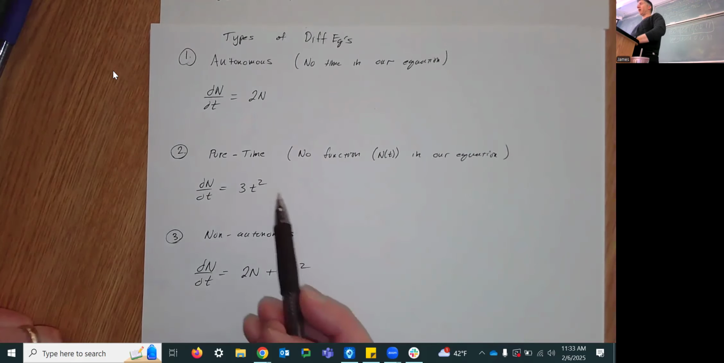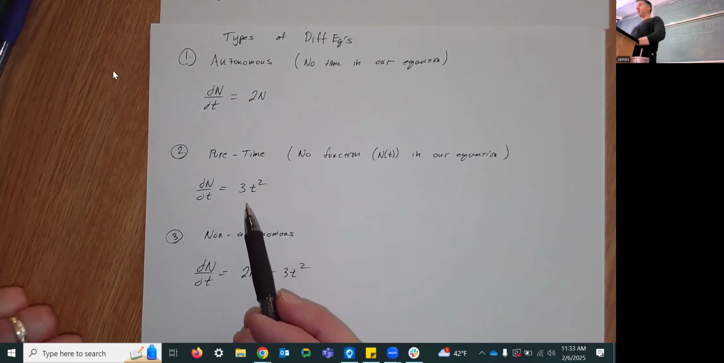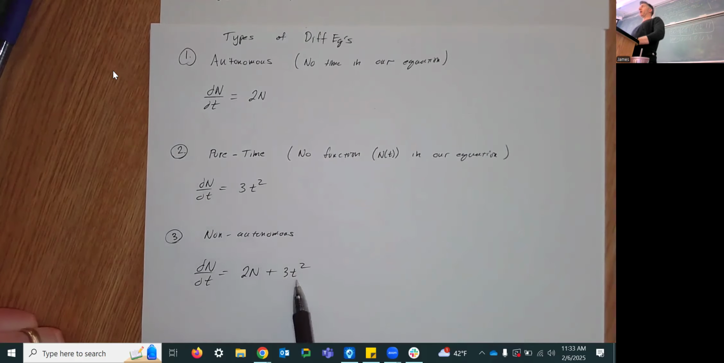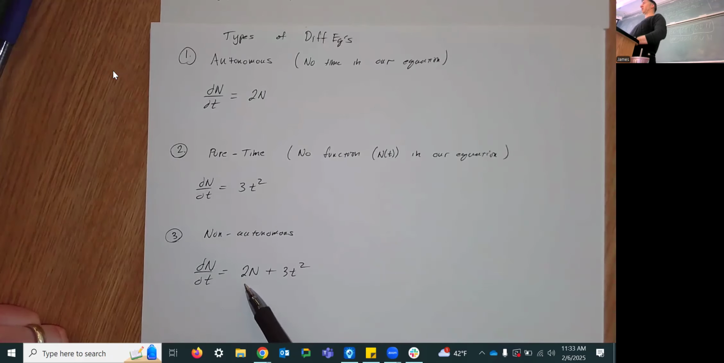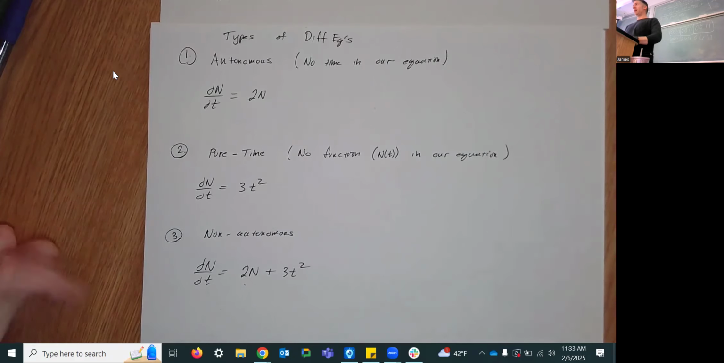Technically, pure times are also non-autonomous because they're not depending on just N. But if it's pure time, we label it as pure time, whereas if it's time and the function, we label it as non-autonomous. Again, knowing these names is, in my opinion, not super important. But it might be if your teacher decides to test you on it. So only important in that way.